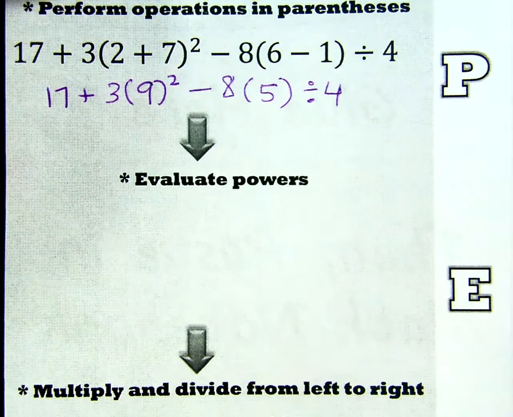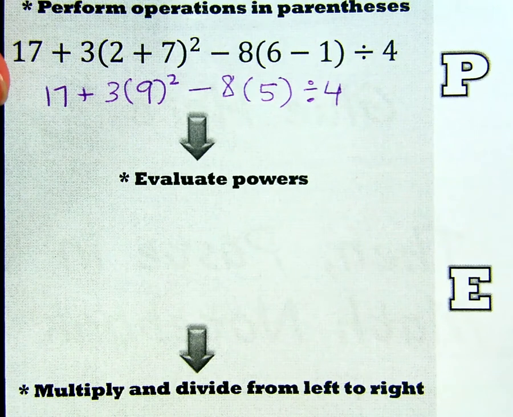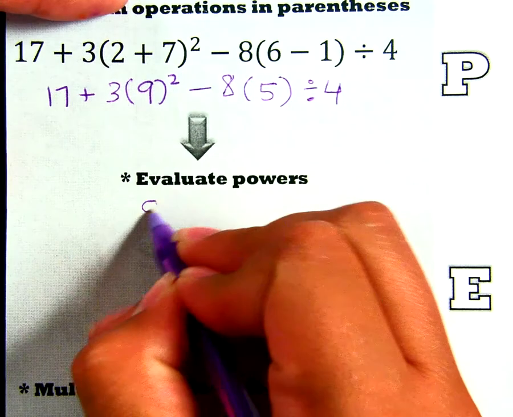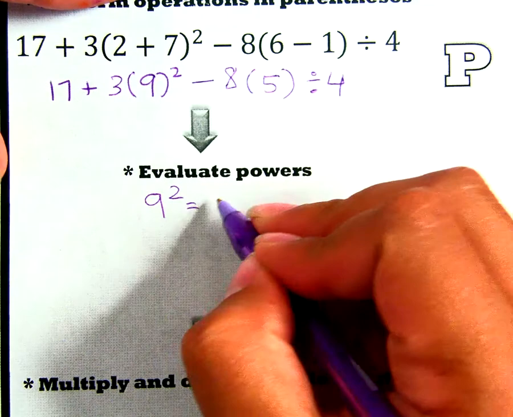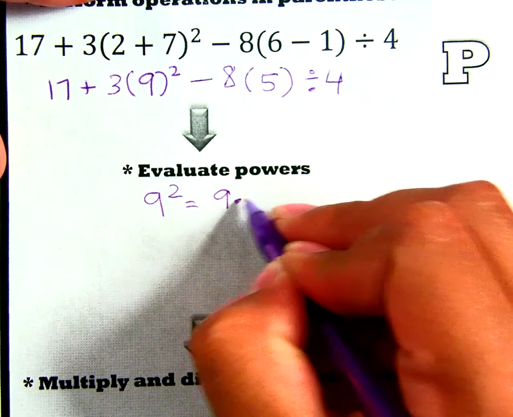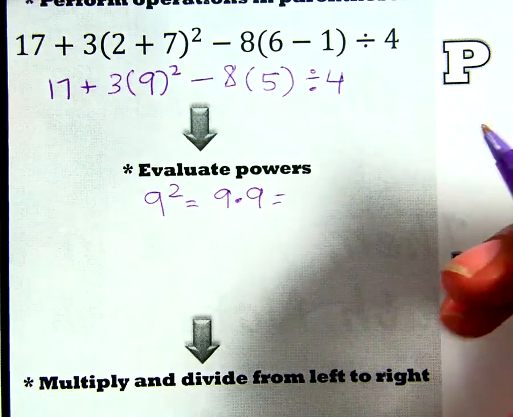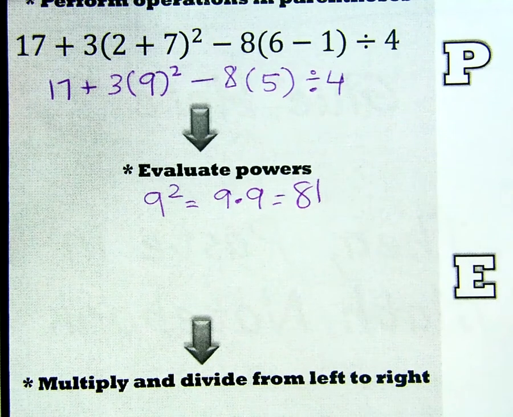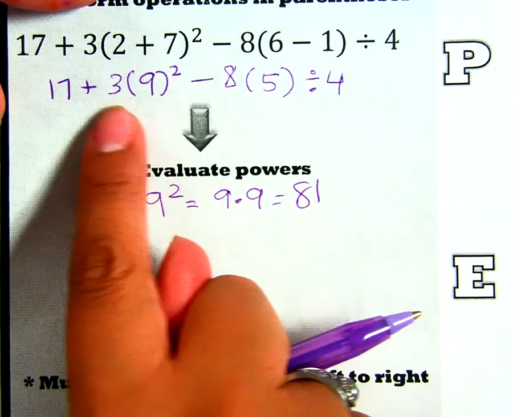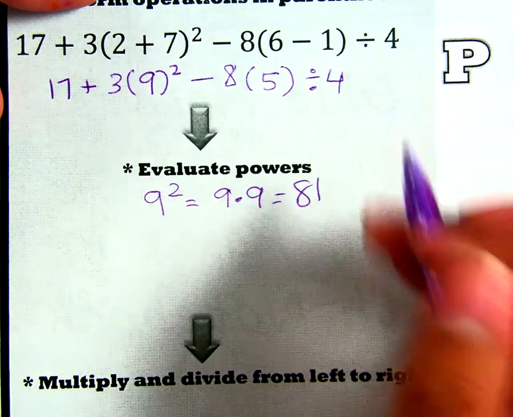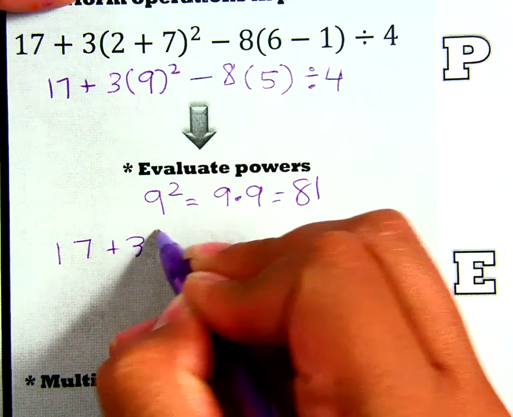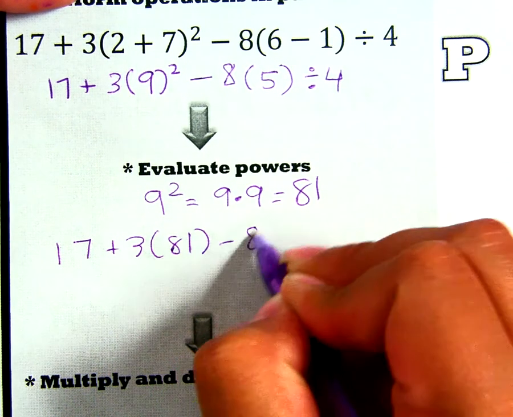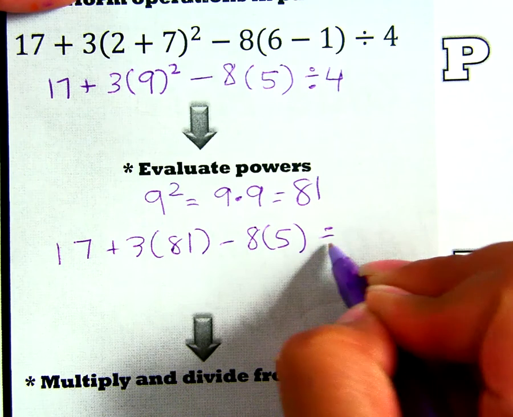What has an exponent? The 9, right? So we're going to write down 9 squared is equal to, how would I write that down? 9 times 9. 9 times 9 is 81. Okay? So now we have to write 81 in that spot. So we're going to have to rewrite everything. So 17 plus 3 times 81 minus 8 times 5 divided by 4.